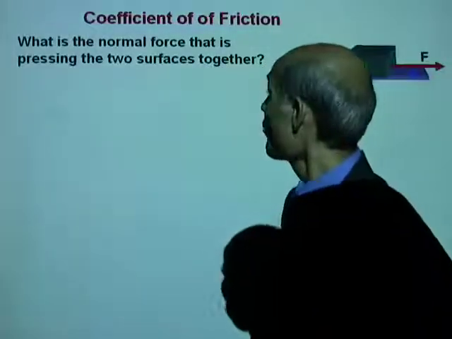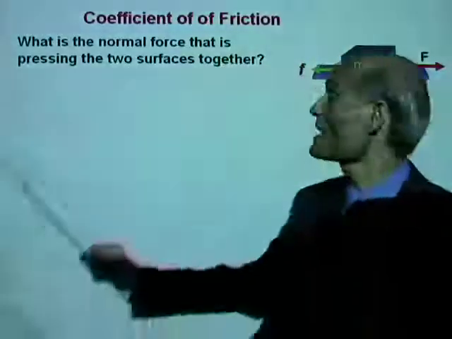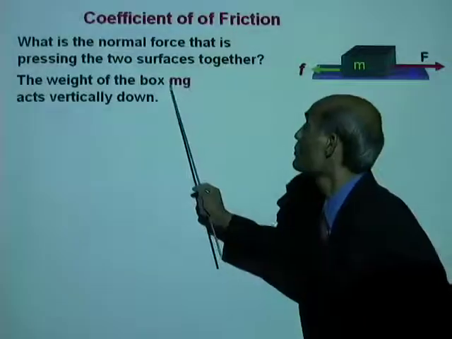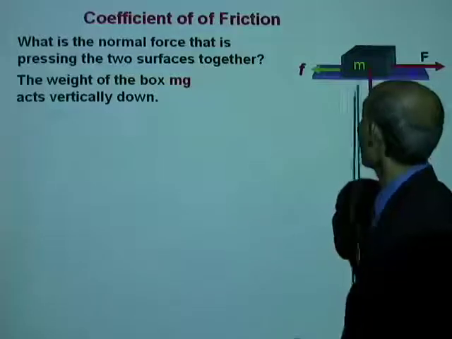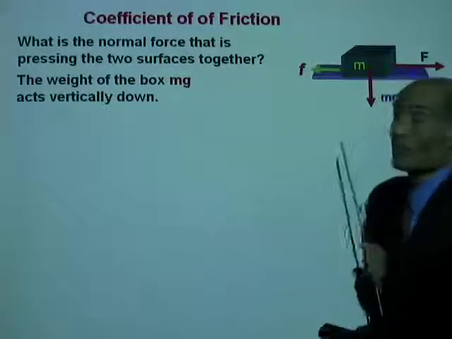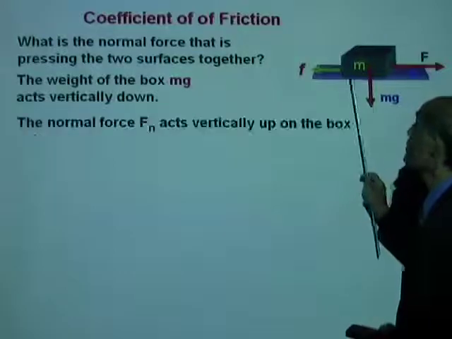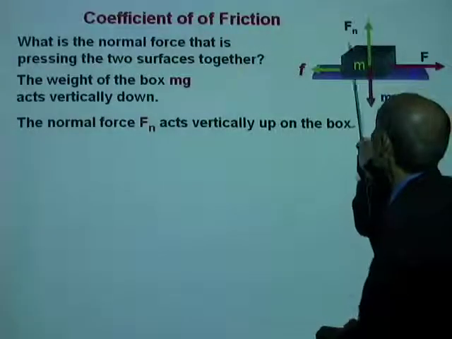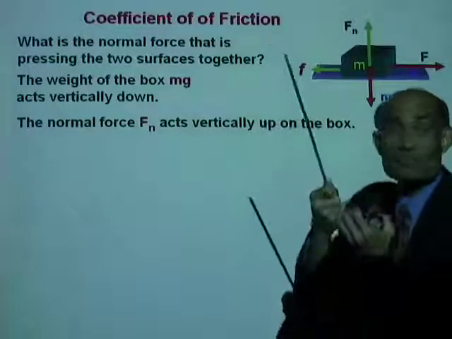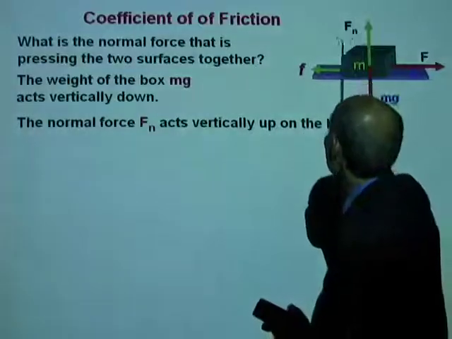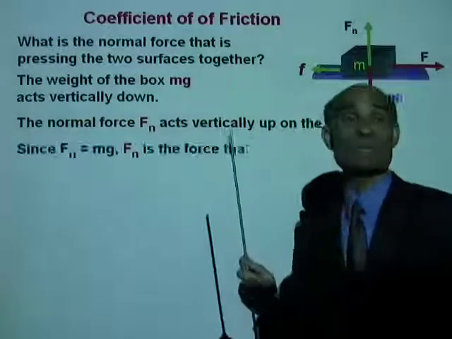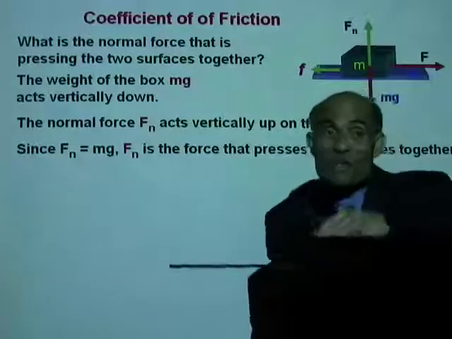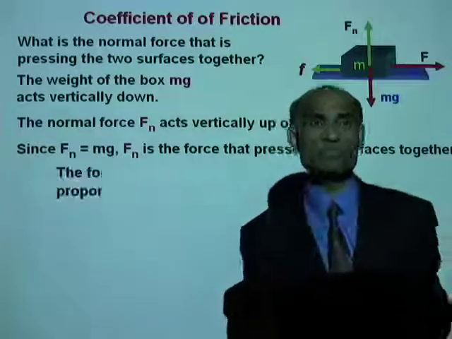What is the normal force that is pressing the two surfaces together here? The two surfaces are horizontal, therefore the normal force is the weight mg of the box that is acting down. The surface will apply a force Fn upward, and this is the normal force pressing the two surfaces together. This Fn is equal to mg. Is that right? It is that normal force that presses the two surfaces together.